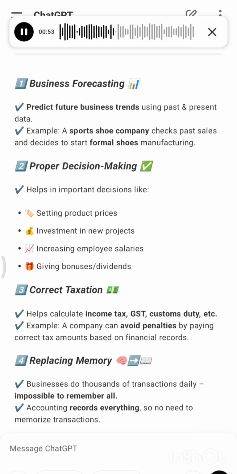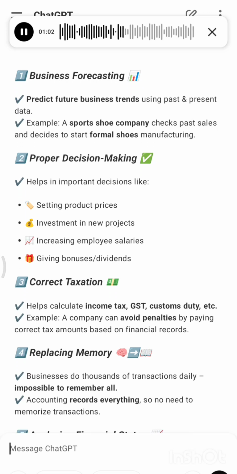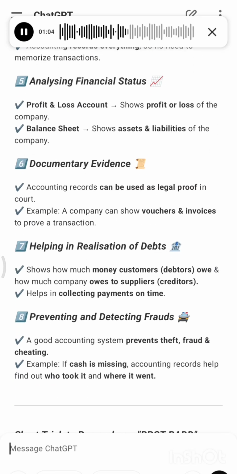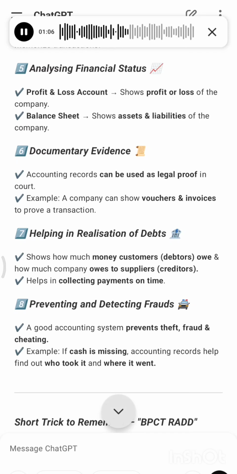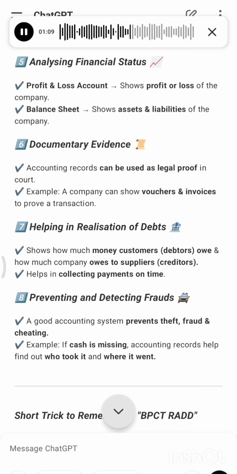4. Replacing memory. Businesses do thousands of transactions daily. It is impossible to remember all. Accounting records everything, so there is no need to memorize transactions. 5. Analyzing financial status. Profit and loss account shows profit or loss of the company. Balance sheet shows assets and liabilities of the company.